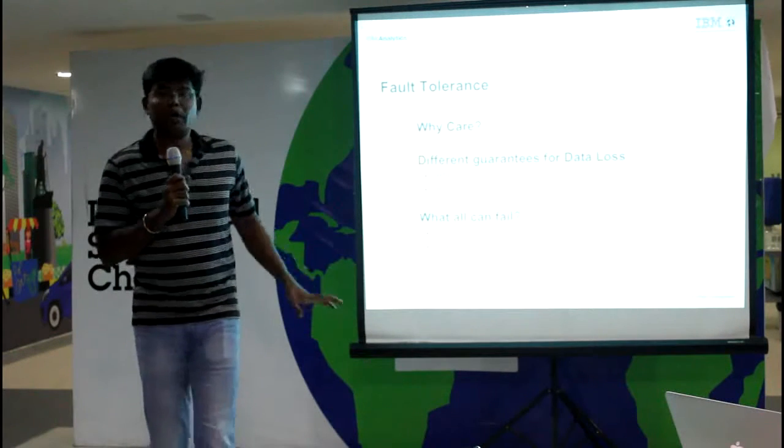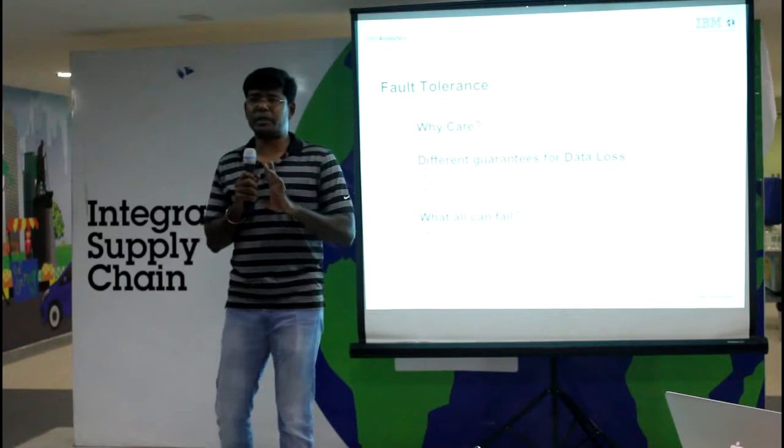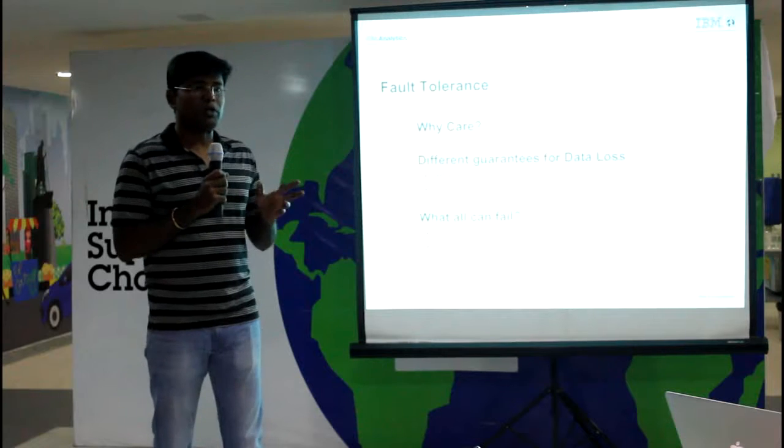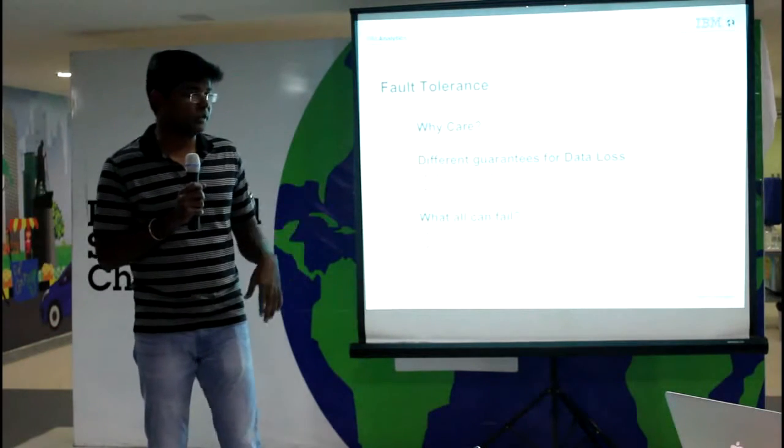So what all can fail? If you look at the architecture, there are only two pieces in a Spark Streaming application: one is the driver, the other is the executor. So any one of them can fail. Those are all the components available here.